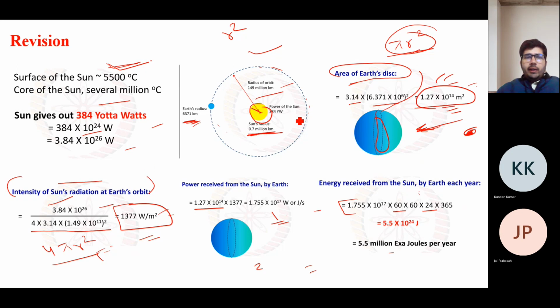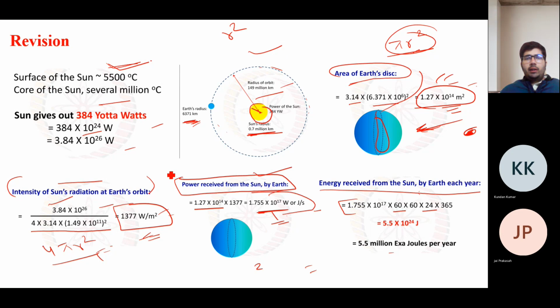So you have the area, you have the intensity. When you multiply, you will get the power received from the sun by the Earth. Basically you have the intensity and the area, so you can multiply. In this way, the energy received from the sun by Earth, this is in watt, is 1.75 into 10 to the power 17 watt, or joule per second.